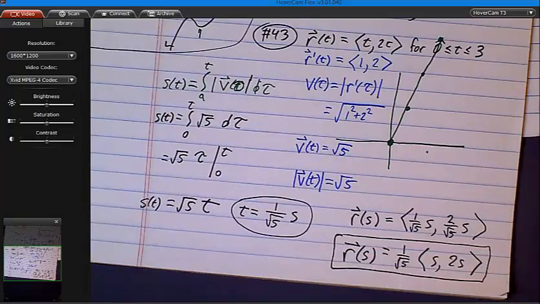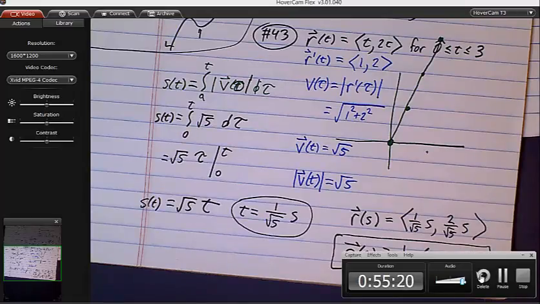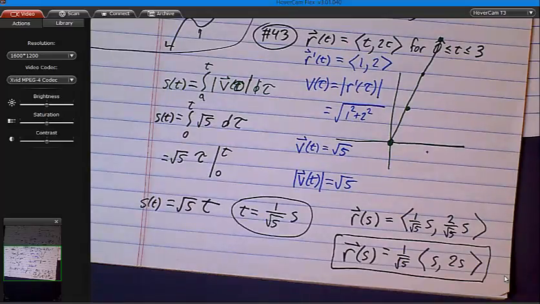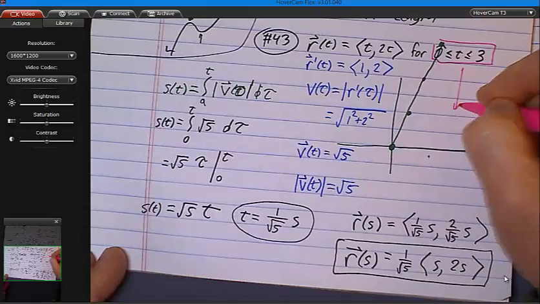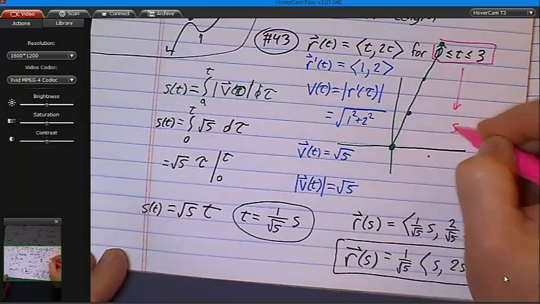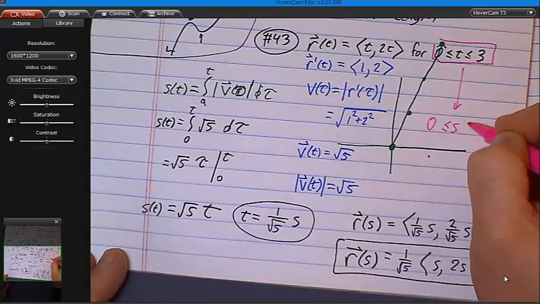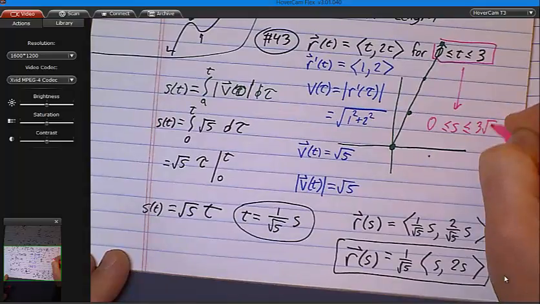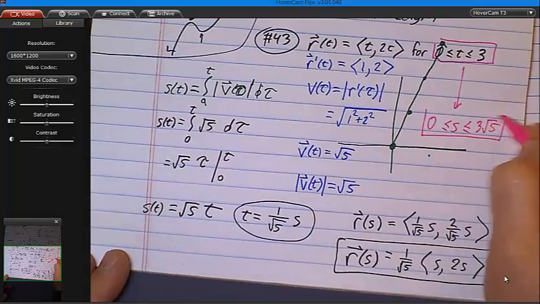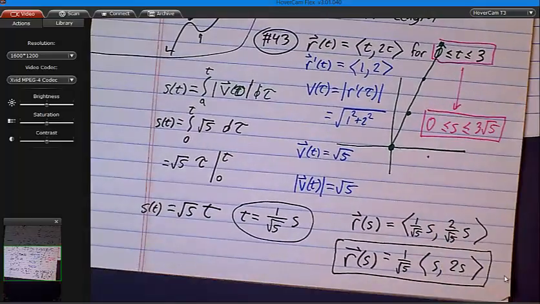Say it again. That's a good point. We have to also give the boundaries on the parameter. So I guess I would say that s should be between 0 and what is it? 3 radical 5, right? Because if I take 3 radical 5 and plug it in, it cancels and you get what you want. Yes? So that's a good point.